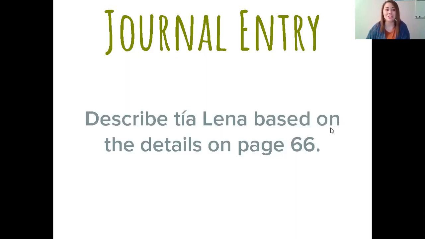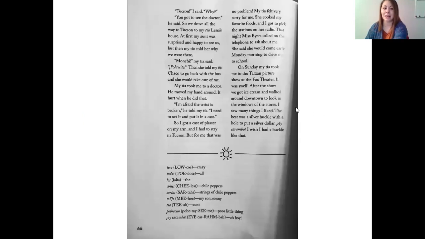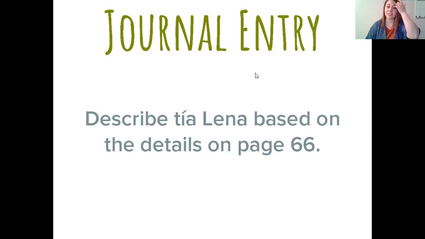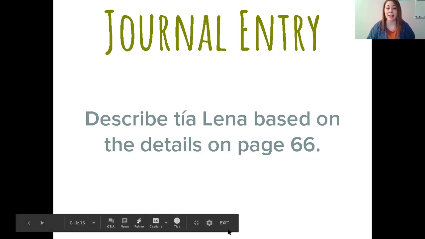So with our journal entry today, I want you to describe tia Lena based on the details on page 66. So page 66 is this last page here. And again, go ahead and look in the slide so you can look back at this page to describe tia Lena. This is part of our success criteria because we're thinking about how can we describe these story elements? How are we going to describe tia Lena? She's one of our characters, okay? What do we think about her? Use some evidence from the text to help you out, okay?